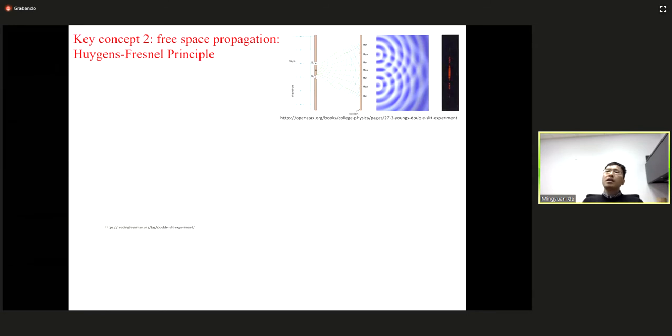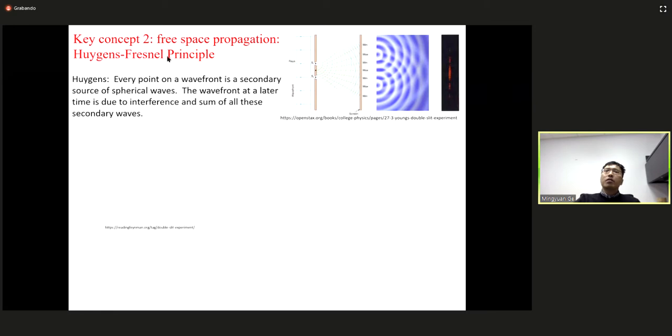Okay. So the second concept I would like to introduce is free space propagation. I think in high school we learned a very famous experiment called Young's double slit experiment. When a plane wave hits a screen with two openings, the wave does not just pass through in a straight line, but instead creates interference patterns, like the red color shows. There is a variation of the signal intensity in space. So how do we treat this phenomenon mathematically? We introduce the Huygens-Fresnel principle.